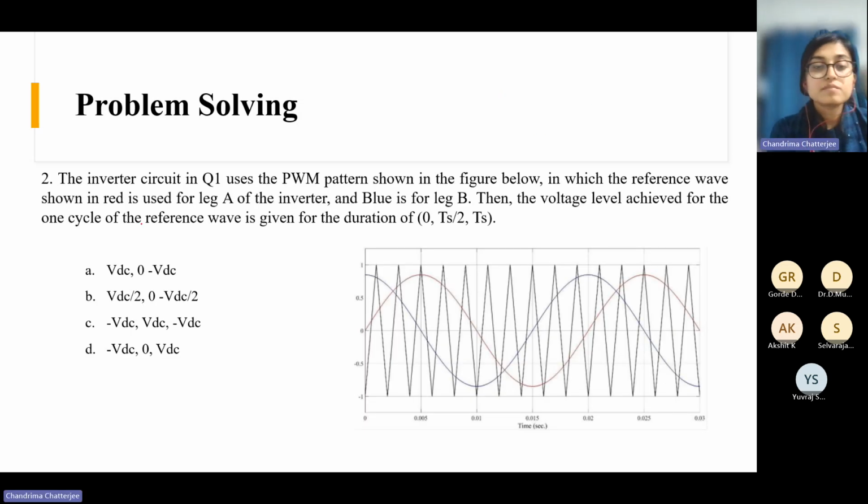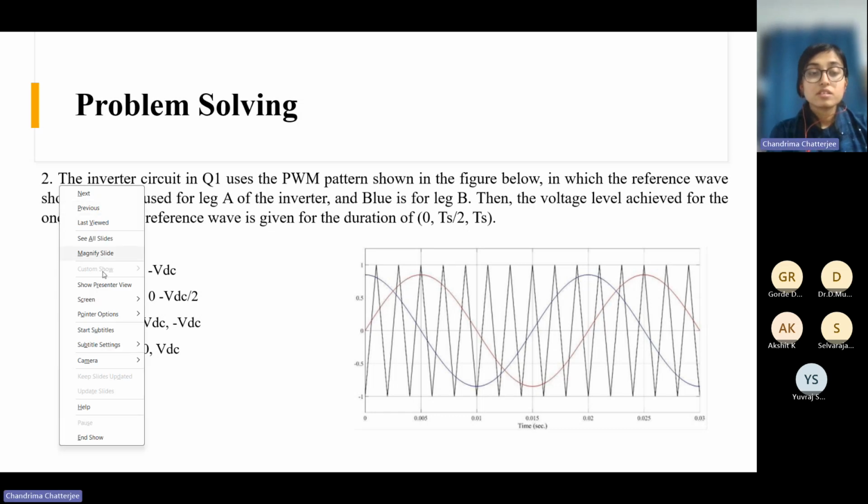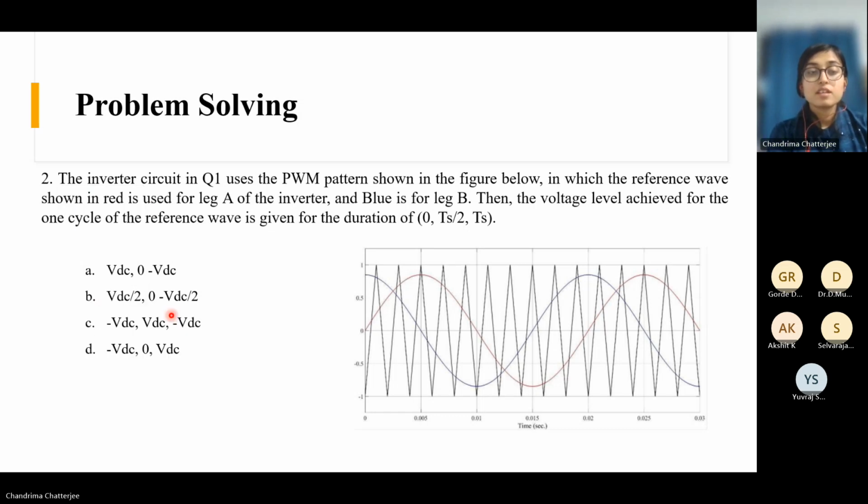Yeah, so next question. The inverter circuit in question 1 uses the PWM pattern shown in the figure below, in which the reference shown in red is used for leg A and the blue one is used for leg B. Then what is the voltage level achieved in one cycle of the reference wave in this duration? So the time period of the reference signal.